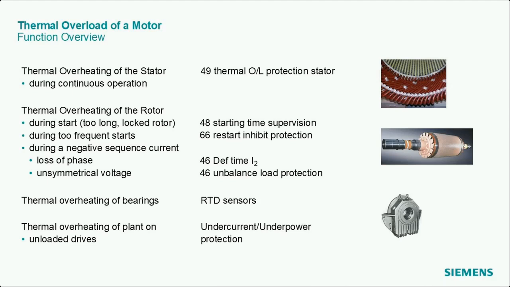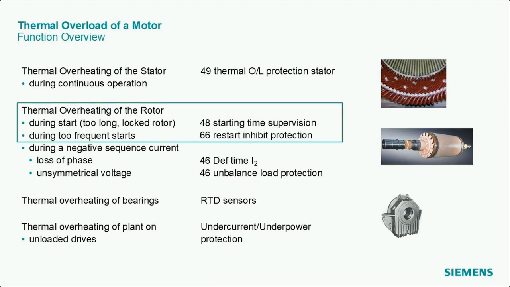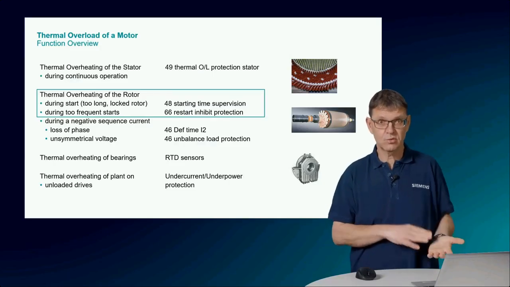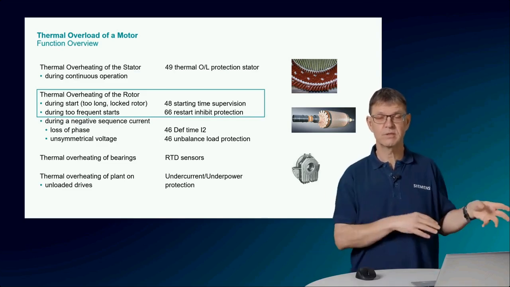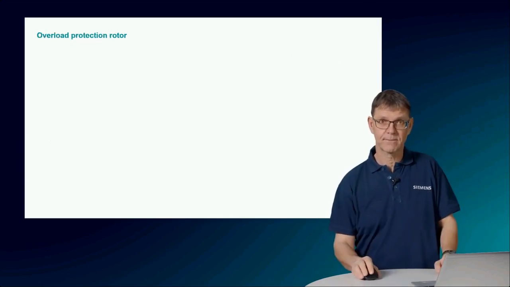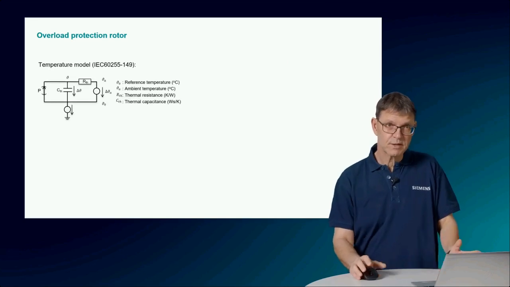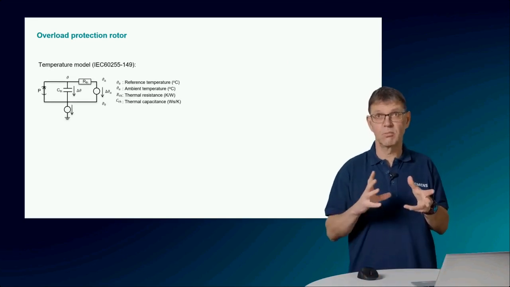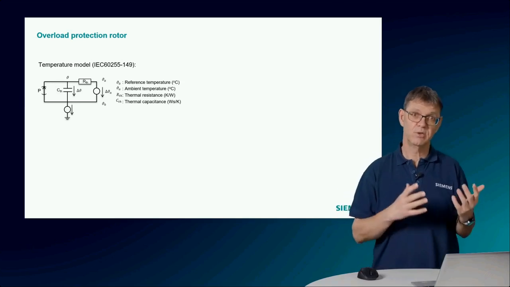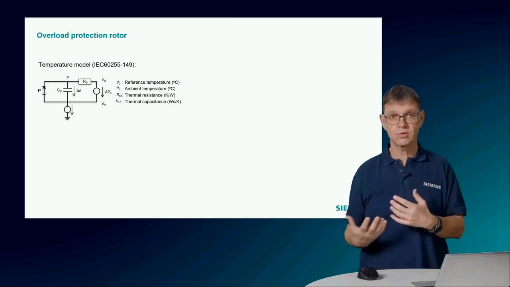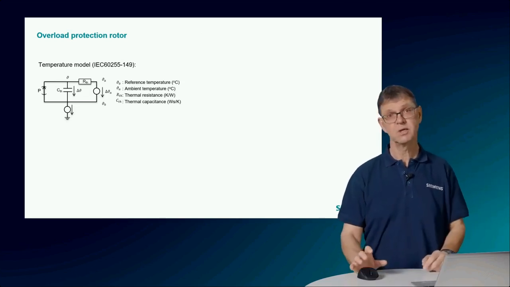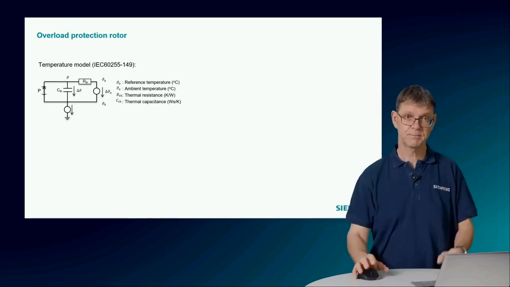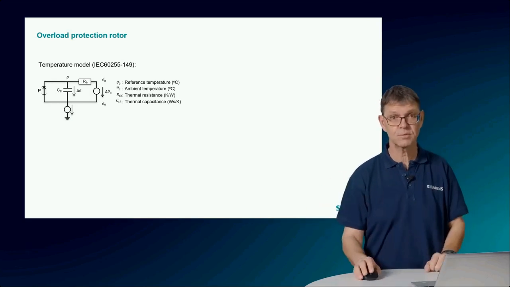Okay, let's come to the rotor. Here we have two functions: protection against a too long start or locked rotor, and the restart inhibit function against too many starts in a row. Therefore, first we have to talk about a thermal model. Again, we use the same model also for the rotor, but with different parameters. So we have two models running in parallel with different temperatures normally, one for the stator, one for the rotor.